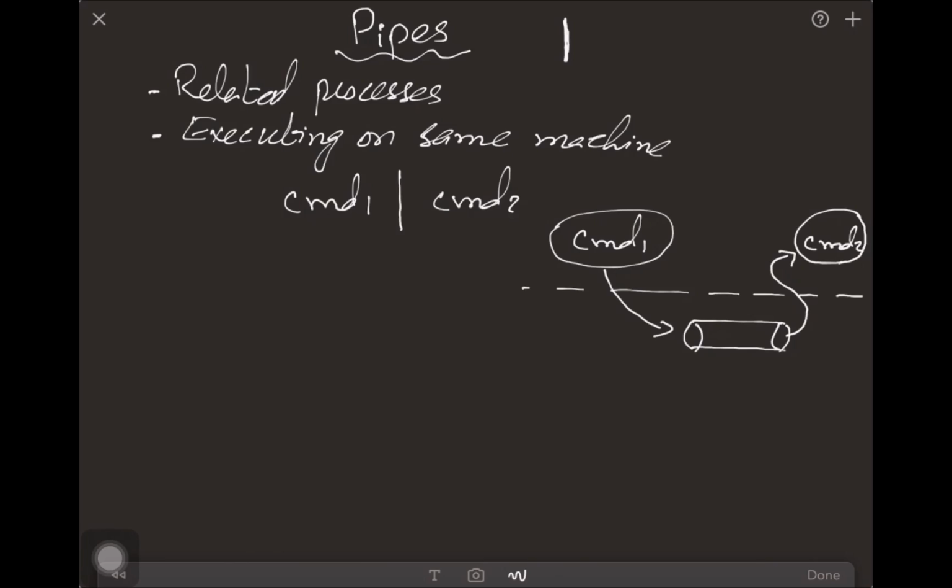So the descriptor 1 of command 1 is connected to the input end of the pipe, and the descriptor 0 of command 2, that is the input, is connected to the output end of the pipe. And this can be nested, of course. By nesting I mean you can have a long chain of pipeline.